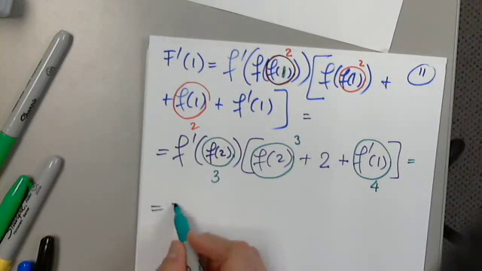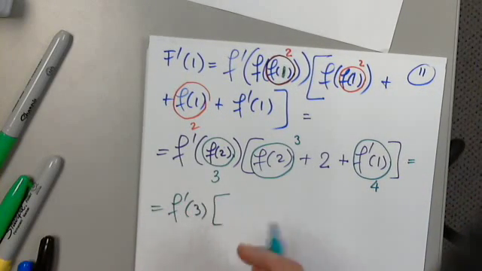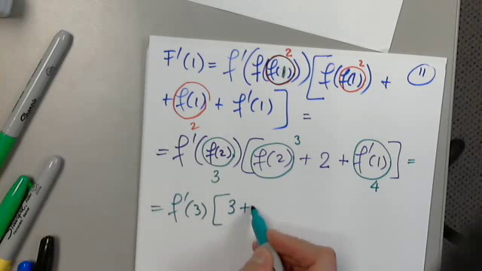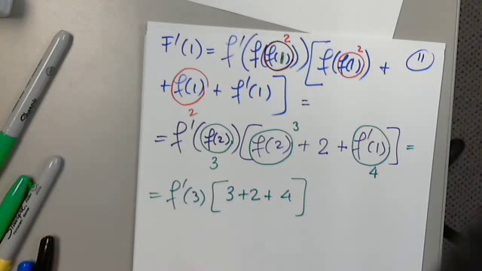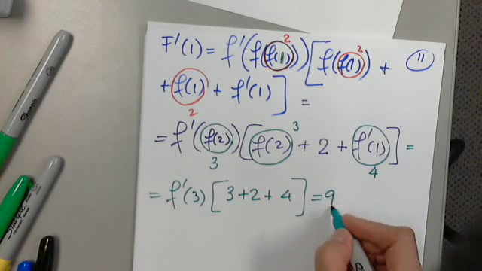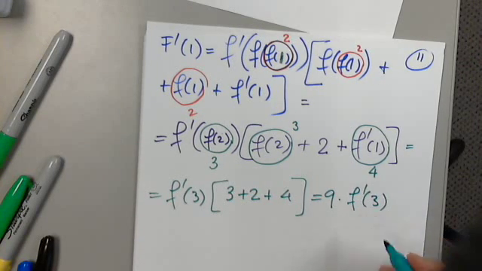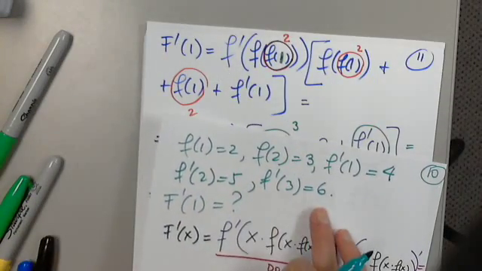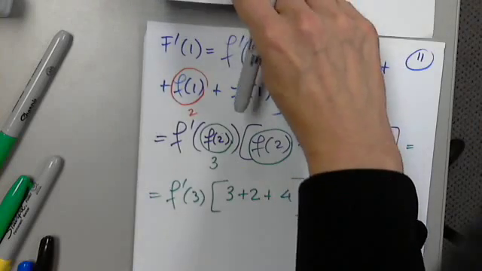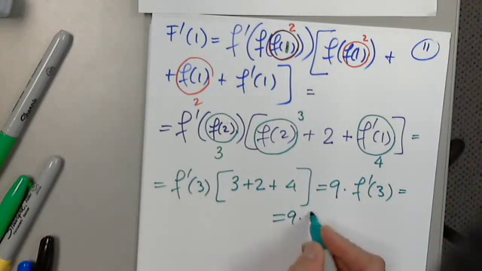One more step. F prime of 3, bracket, 3 plus 2 plus 4. 9, right? So this is 9 times f prime of 3. I hope to have f prime of 3. And I do, and it's 6. So then this is 9 times 6.